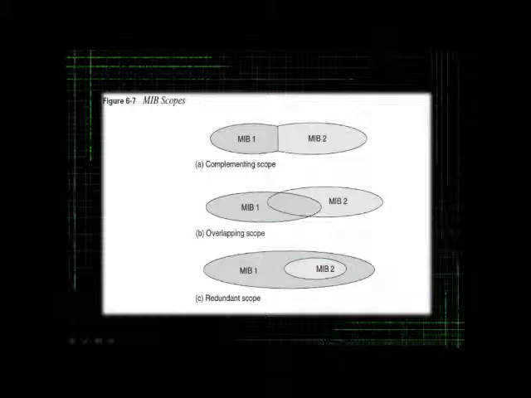The different management views that the various management agents provide can have a different scope. That is, they can cover different aspects of the same managed device. They can simply complement each other, they can overlap each other, or one can be a subset of the other, as figure 6.7 illustrates.